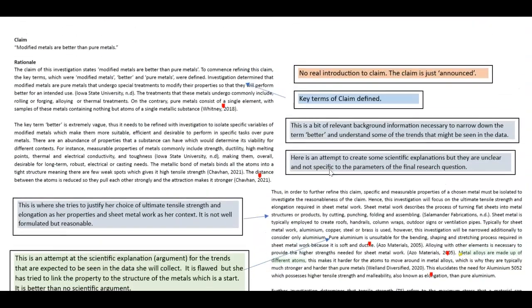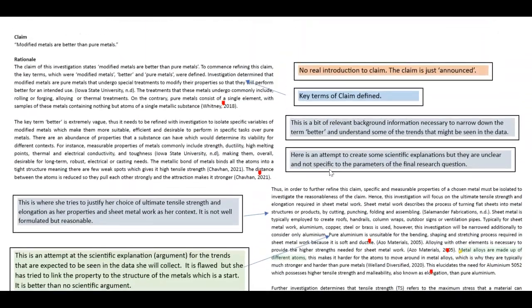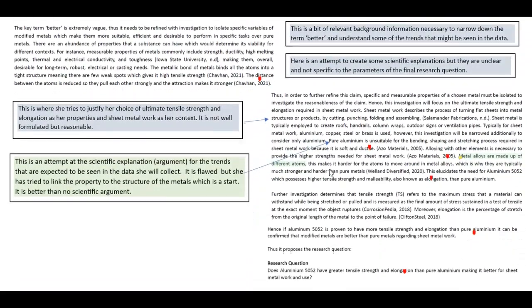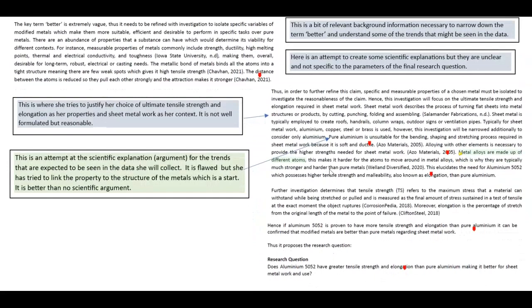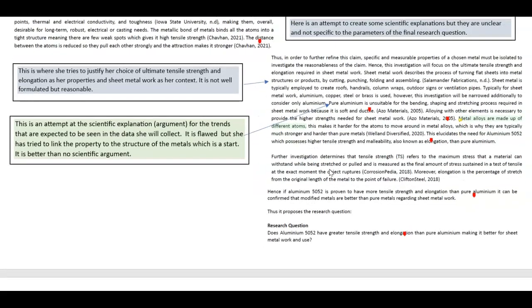So this was a reasonable rationale here, not a considered rationale. So the two above were considered. They weren't perfect, but they were considered rationales. And this one was just reasonable.